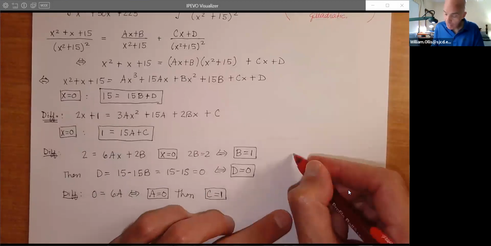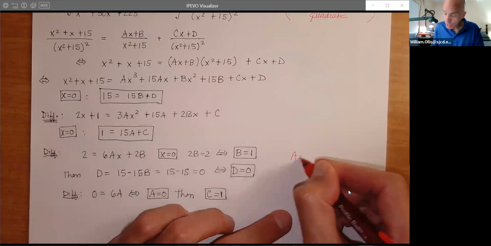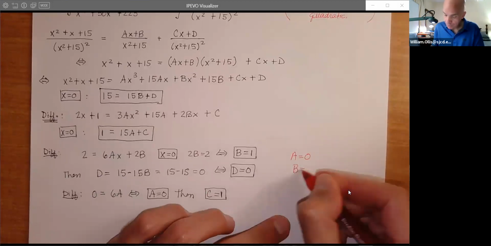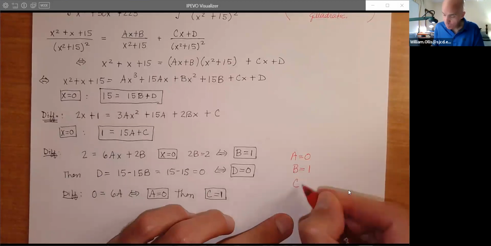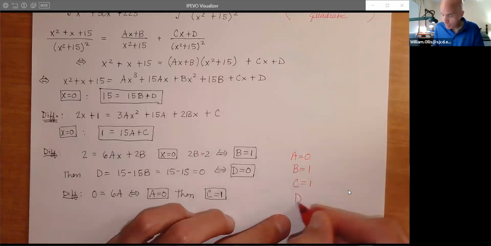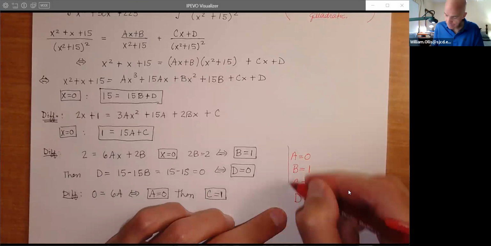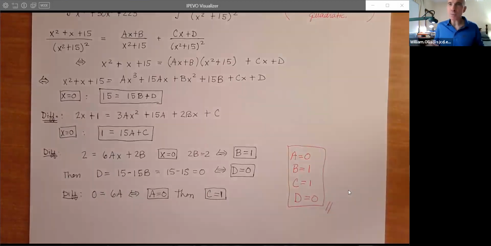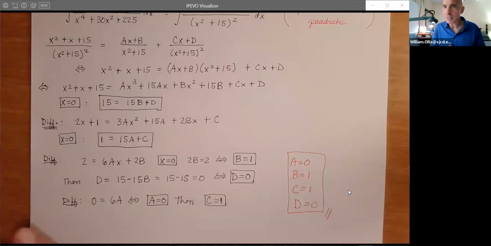So let's summarize: A equals 0, B equals 1, C equals 1, D equals 0. Okay. The first time I did this in class, they said, "That's magic, Professor Ron." I said, "It is, but it's a legitimate technique and rarely taught, rarely taught."